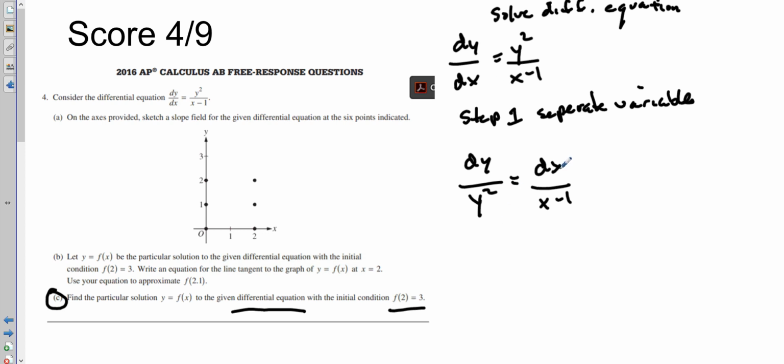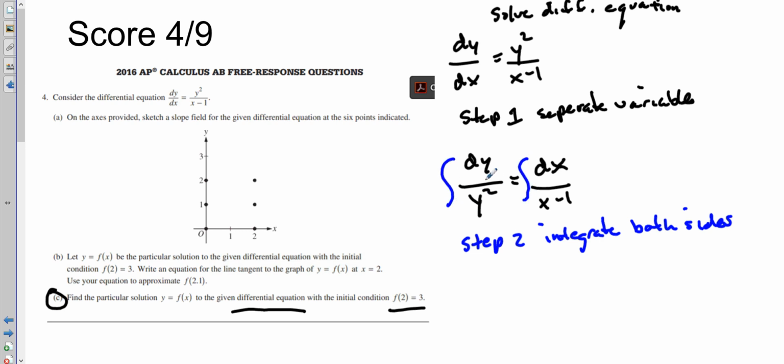After you separate variables, step number 2 is we're going to integrate both sides. Find the antiderivative. To integrate both sides, we're going to rewrite this a little bit. This side is not too bad. We integrate the left side with respect to y and the right with respect to x. I'm going to first rewrite the left as y to the negative second dy.